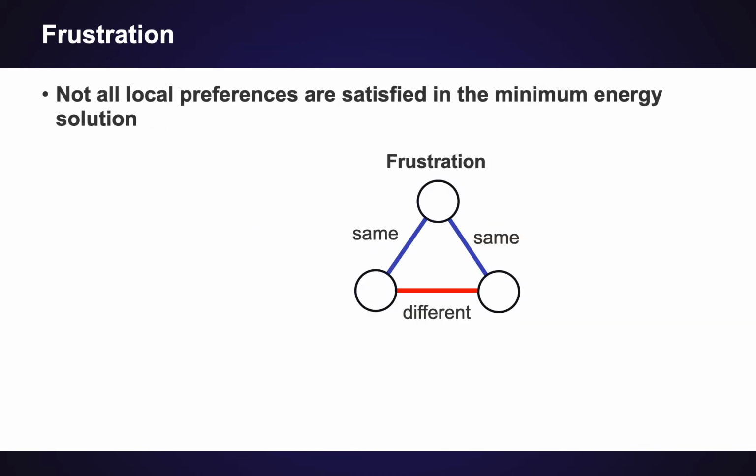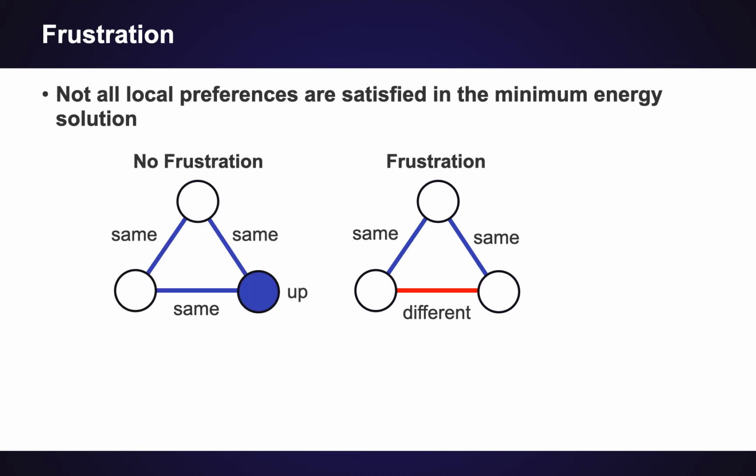The next big concept in Ising models is the idea of frustration. The basic property here is that not all of the local preferences can be satisfied at the minimum energy solution, or the optimal solution. So in this example, you have frustration because there's a triangle where two of the edges want all the spins to take the same value, and one of the edges wants to be different. So there's no way to make all of those satisfied at the same time. One of the edges cannot be satisfied.